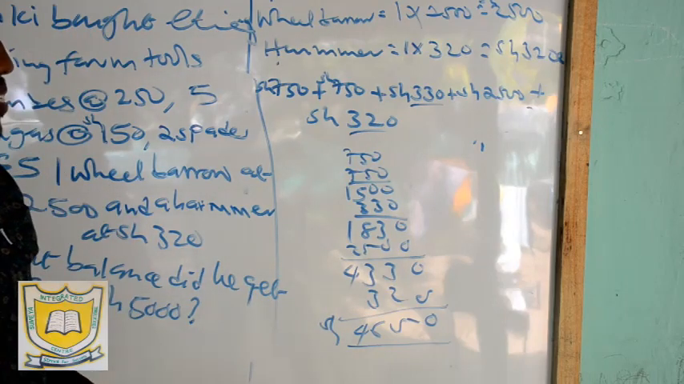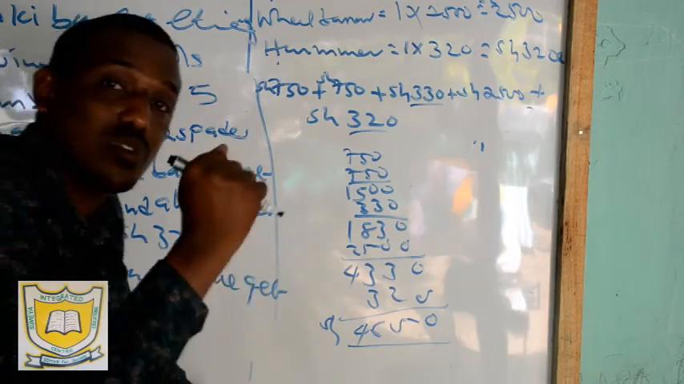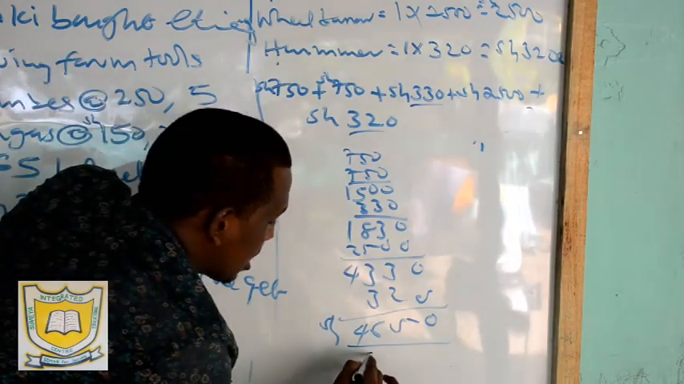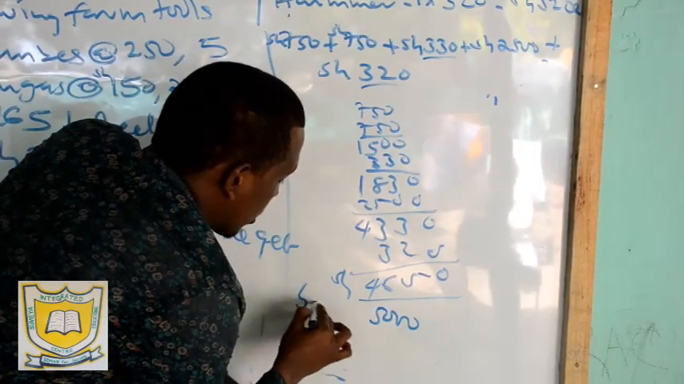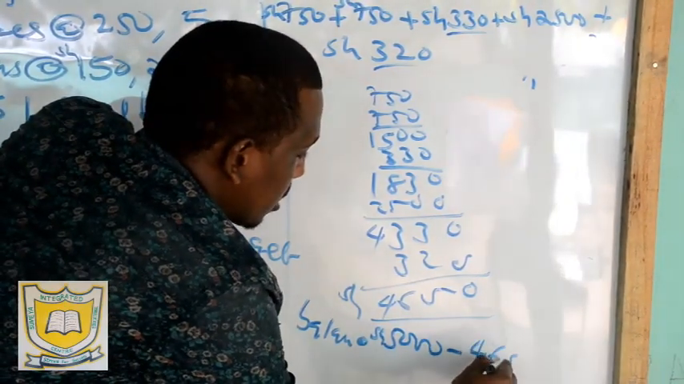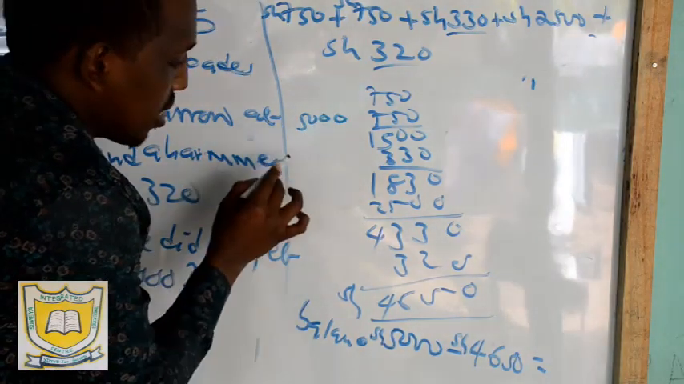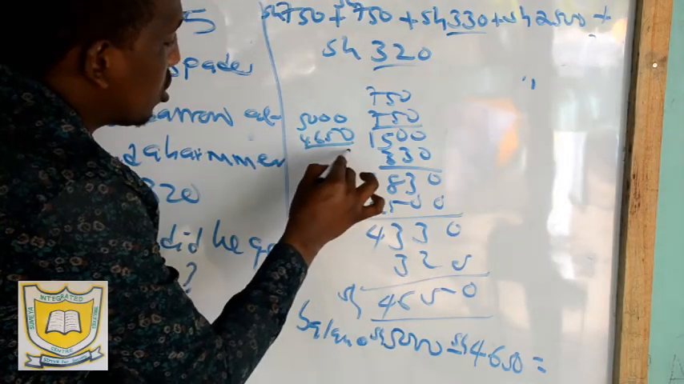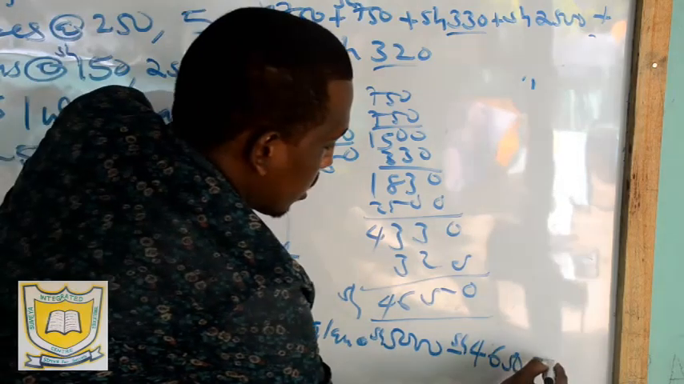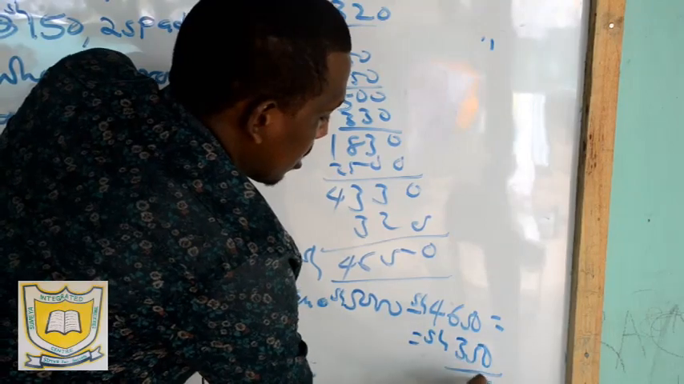Now you are told what balance he will get from shillings 5,000. He paid shillings 5,000 to the shopkeeper. What do we do now? To get the balance we subtract. We say shillings 5,000 minus shillings 4,650. So let us subtract now. 5,000 minus 4,650 gives shillings 350. That is the balance you will get.